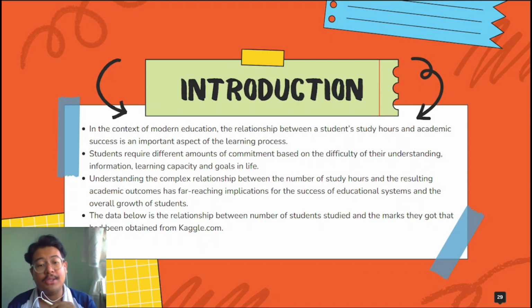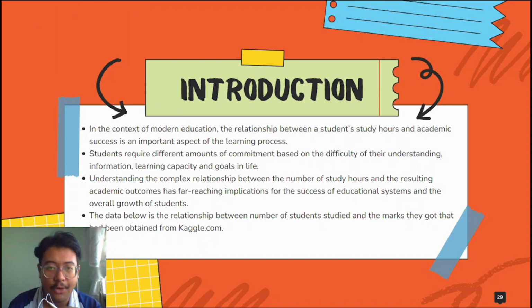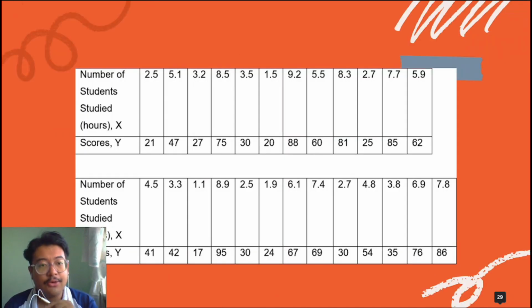The data below is the relationship between the number of hours students study and the marks they got, which had been obtained from the website kaggle.com. So this is our data. We have 25 data in total. So our x variable is the number of hours students studied, and the y variable is the scores that they get in their exam.